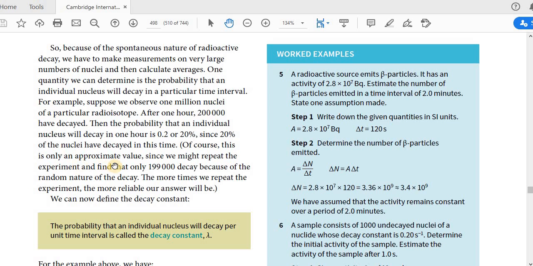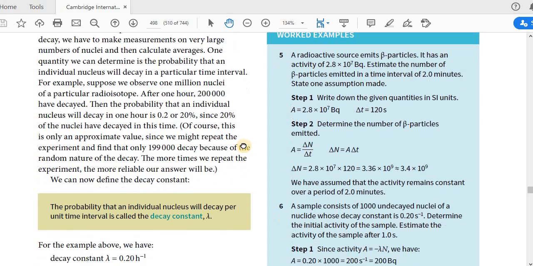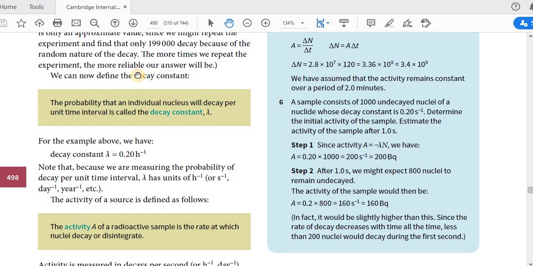Of course, this is only an approximate value, since we might repeat the experiment and find that only 199,000 decay, because of the random nature of the decay. So it is approximately 200,000 out of a million. The more times we repeat the experiment, the more reliable our answer will be.